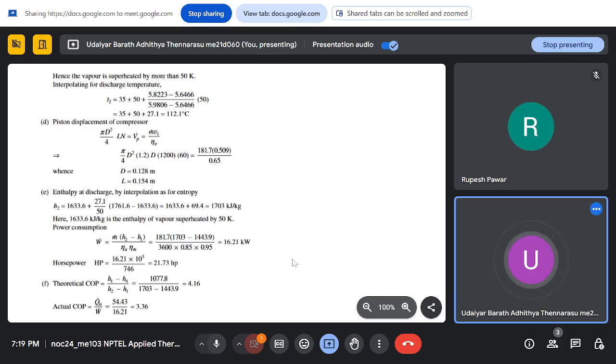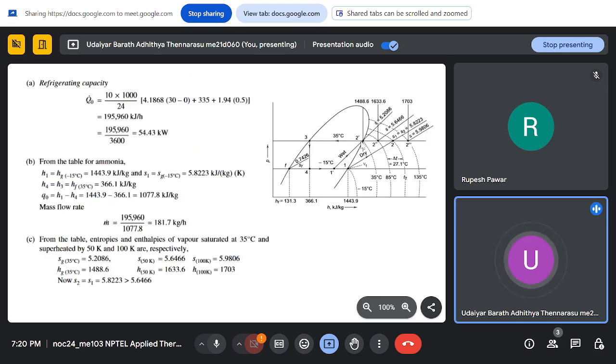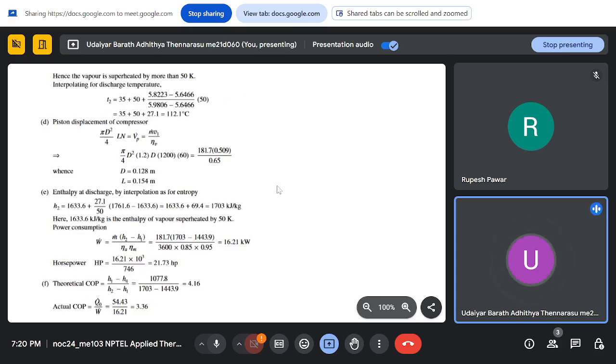So in terms of horsepower, you have to divide by 746, so that will give you horsepower, which is 21.73 horsepower. So now the theoretical COP is H1 minus H4 divided by H2 minus H1. H2 minus H1 is the actual thermodynamic work which is done on the compressor. So that will give you COP of 4.16.